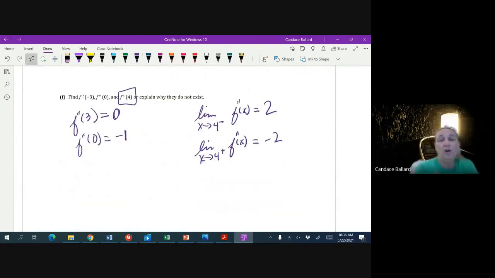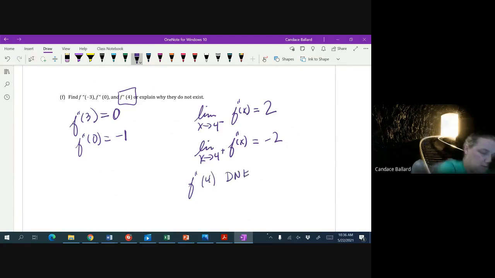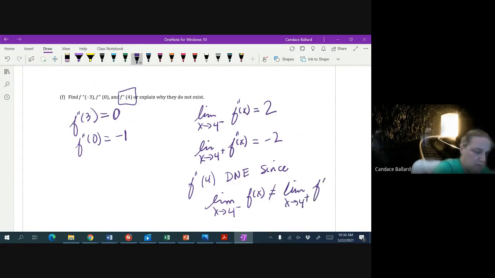So our right and our left-hand limits, yes, it's just the slope. So our right and our left-hand limits do not match. So I would say that f double prime at 4 does not exist, since the limit as x approaches 4 from the right of f of x does not equal the limit as x approaches 4 from the left of f of x.